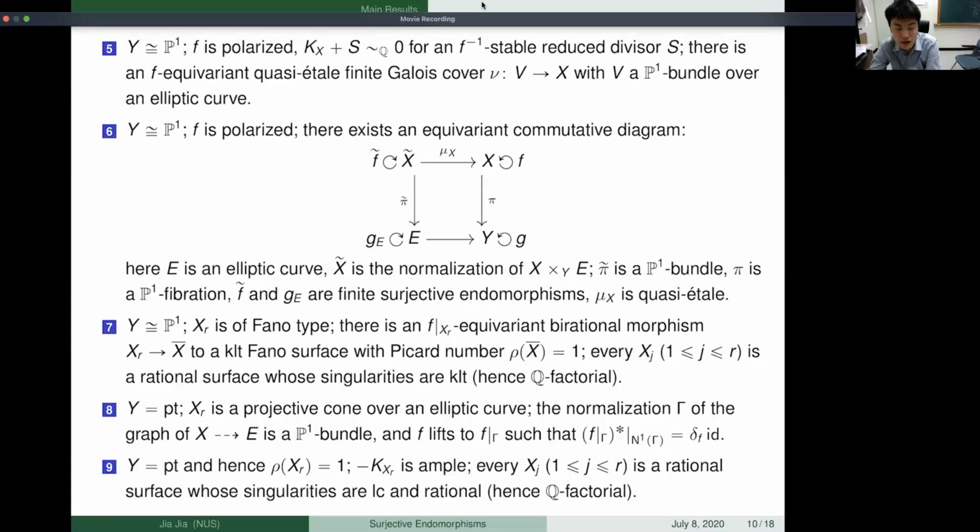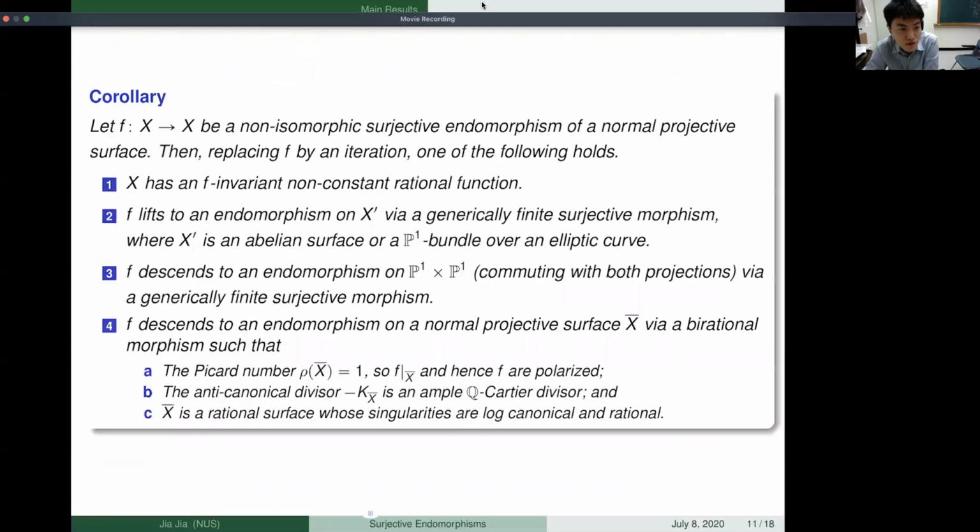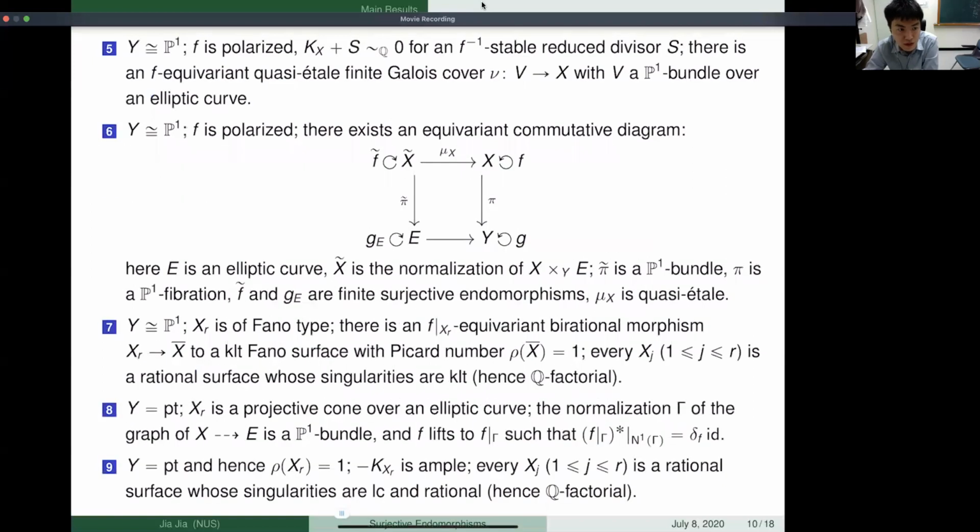Excuse me, can I ask a question? Yeah. So what's the difference? Sorry, previous page. So what's the difference of case 5 and case 6? Both seem to be a double cover, quasi-étale double cover.